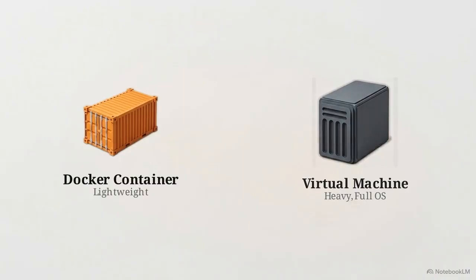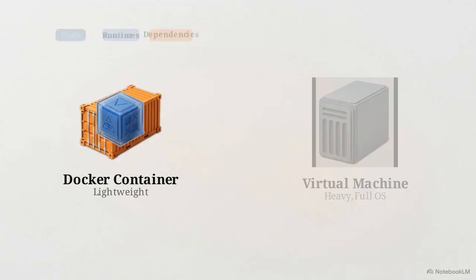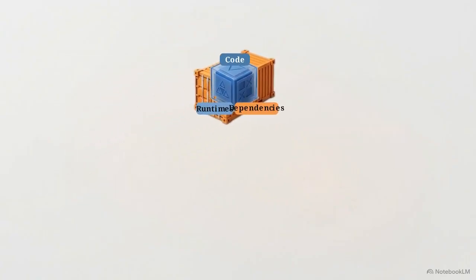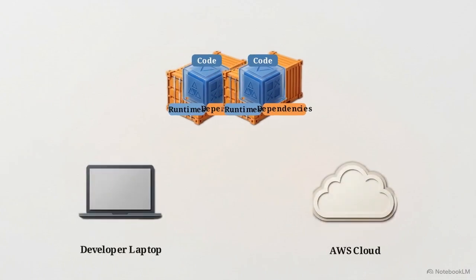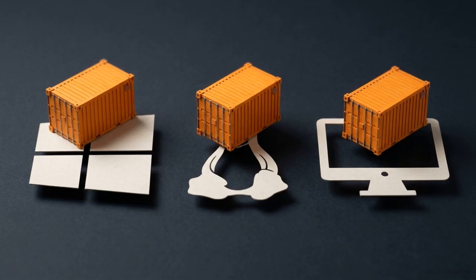Instead of virtualizing an entire machine, Docker packages applications into lightweight, isolated containers. Everything required to execute the software goes inside that container, including the code, runtimes, and all of its dependencies. Because the application is self-contained, it runs exactly the same regardless of where it is executed, from a developer's laptop to the AWS cloud. These containers can run on literally any operating system.